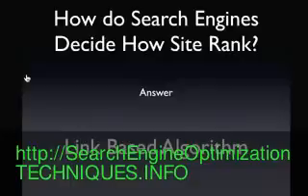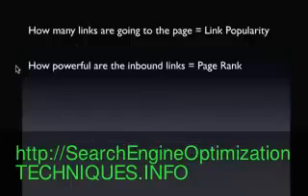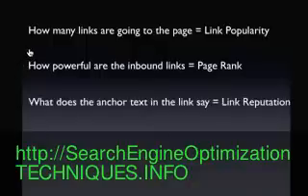They have an algorithm that primarily looks at how important are the links, how many links, and what do the links say about the site that they're going to. That's primarily how they do it. How many links are going to the page is link popularity. How powerful are the inbound links? That's PageRank. And what does the anchor text in the link say?